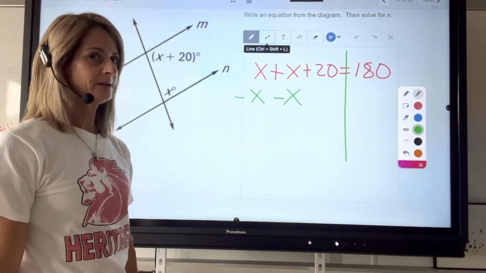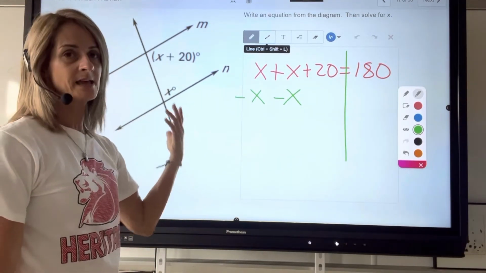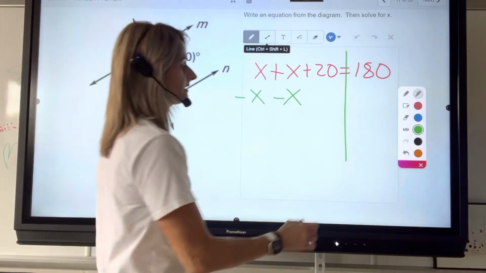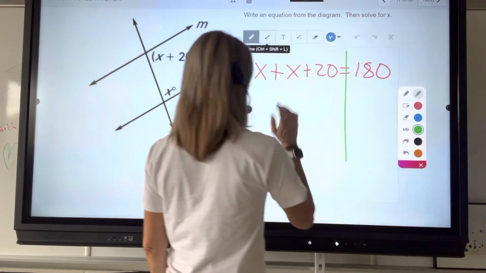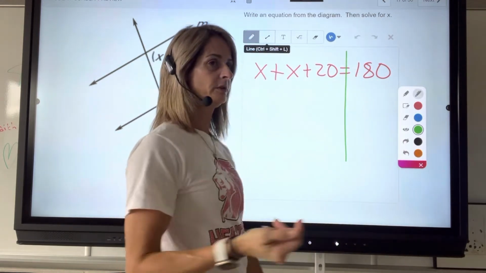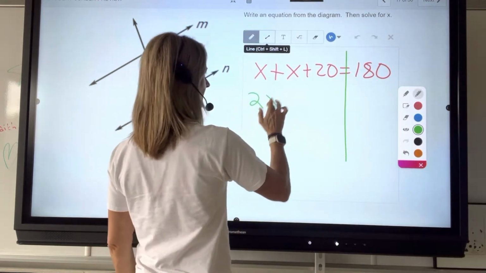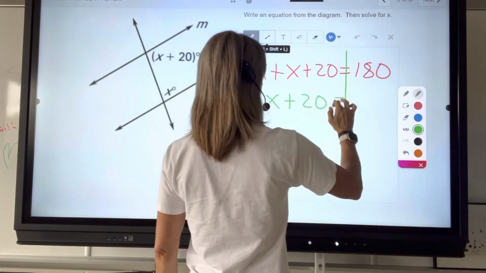We don't want to subtract x, because that would subtract x from the same side of the equal sign twice. They're actually on the same side, so we can combine them. x plus x is 2x. 1x plus 1x for a total of 2x's. So this is 2x plus 20 equals 180.